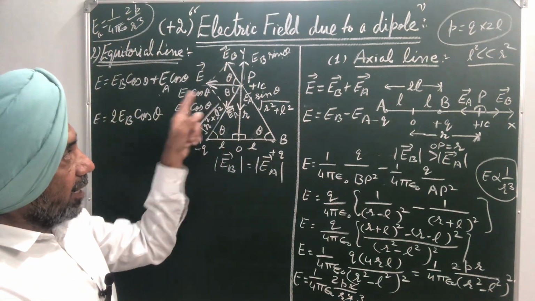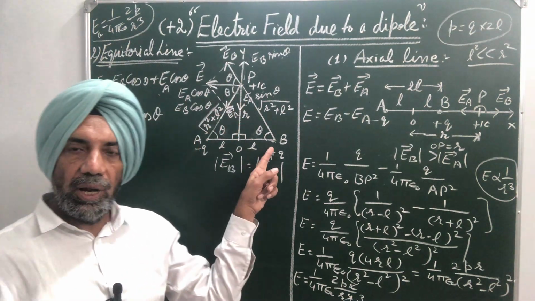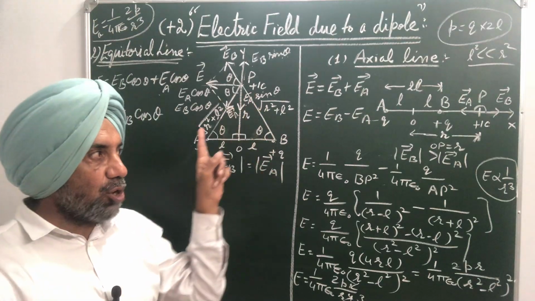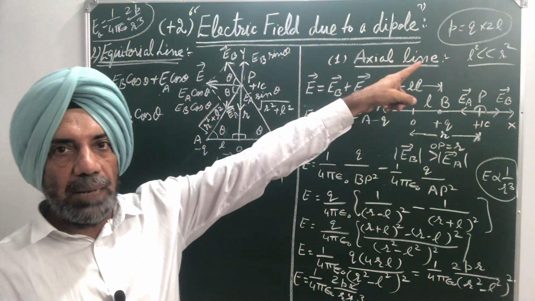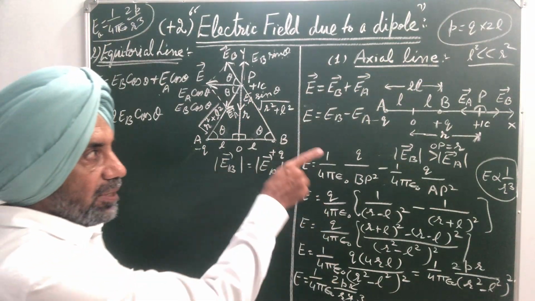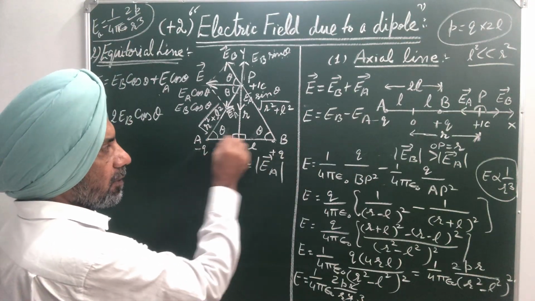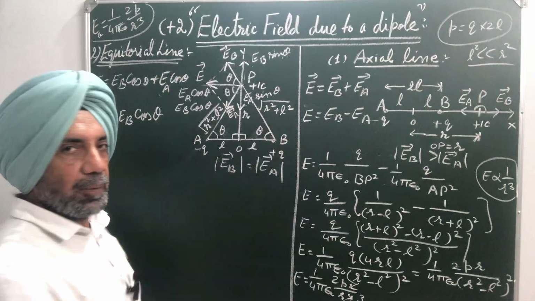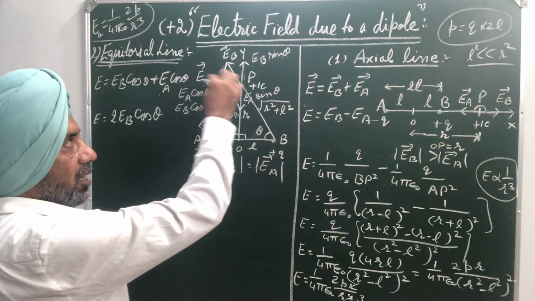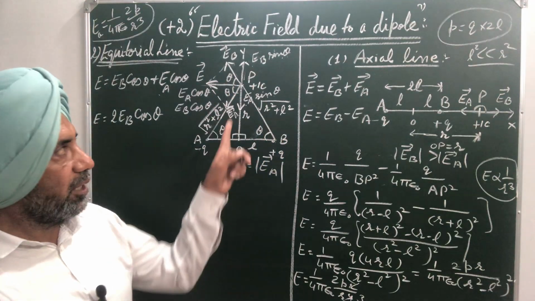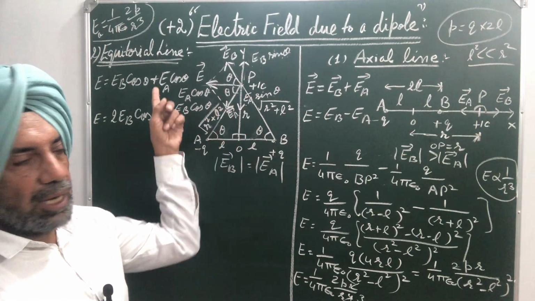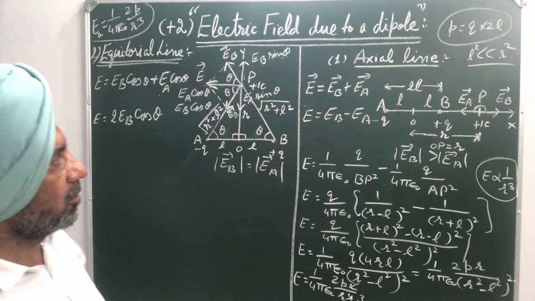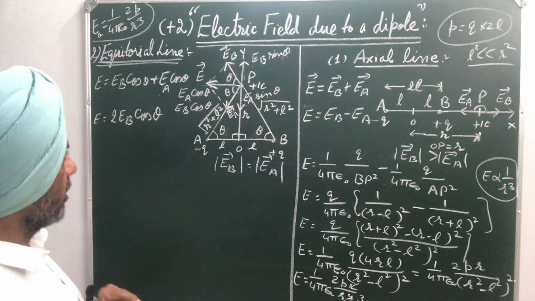It means the electric field due to a dipole at a point on the equatorial line is opposite to the direction of the dipole moment. Dipole moment always acts from negative to positive charge, along the length of the dipole. So both magnitude and direction we have calculated.